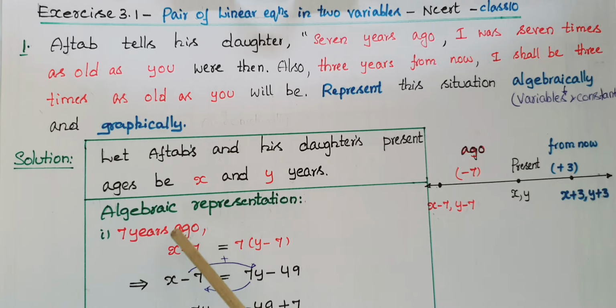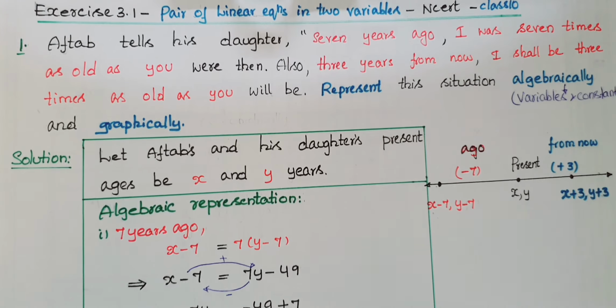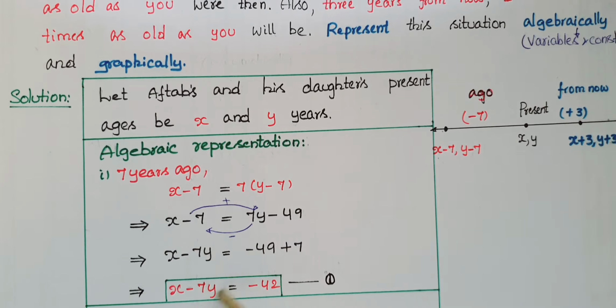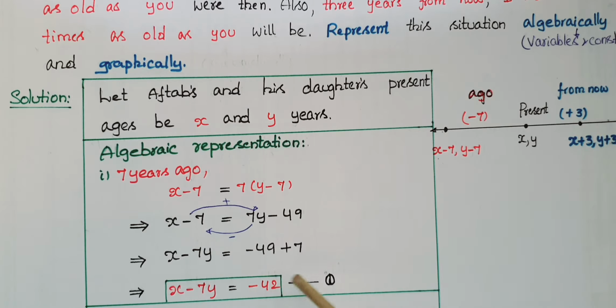So algebraically we can represent it like this. 7 years ago, x minus 7 is equal to 7 into y minus 7. That is x minus 7 is equal to 7y minus 49. Then x minus 7y is equal to minus 49 plus 7. That is x minus 7y is equal to minus 42. So this is the first equation.